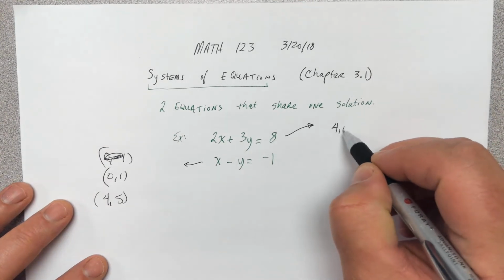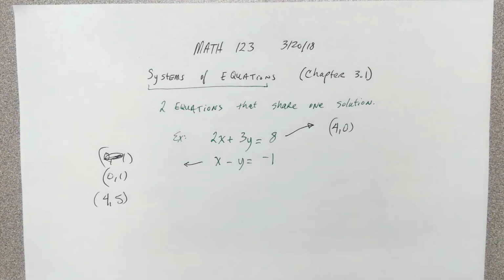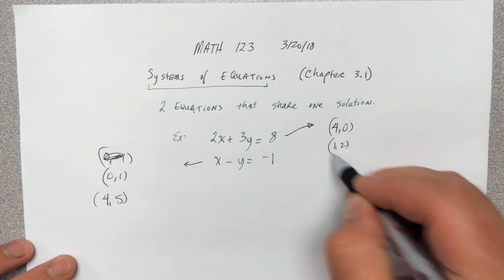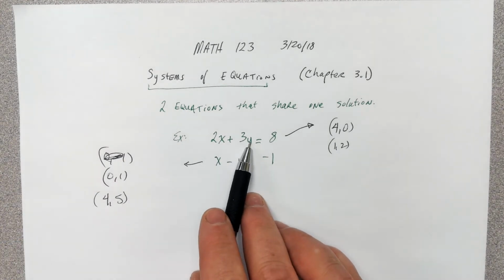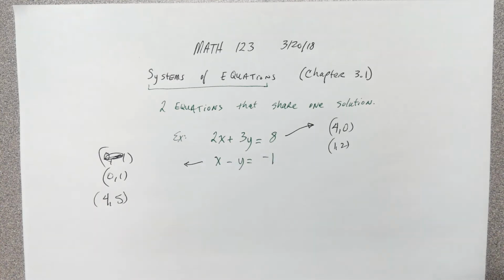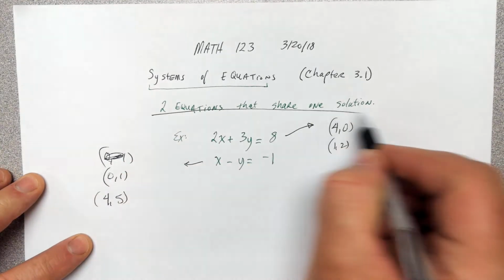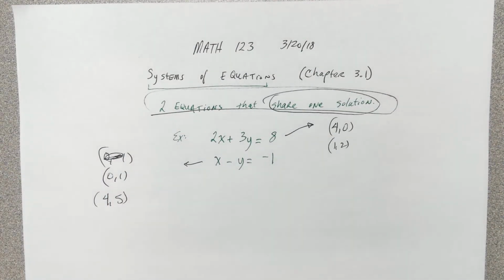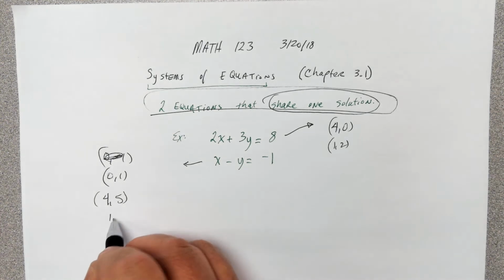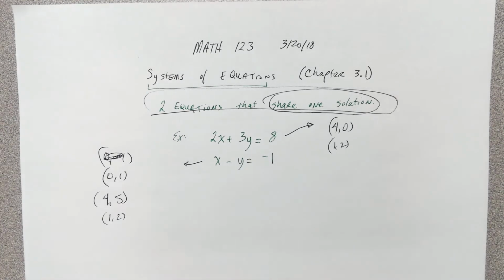Or like here, 1 and 2 would work, because 2 times 1 is 2, and 3 times 2 is 6, so 2 plus 6 is 8. That would work, right? So what we're doing is we have these two equations, but we're looking for the one solution that they share. So when they give you something like this and they say solve it, you're trying to find the one answer. And for this one, it turns out to be one answer that's true for both, which is 1, 2.